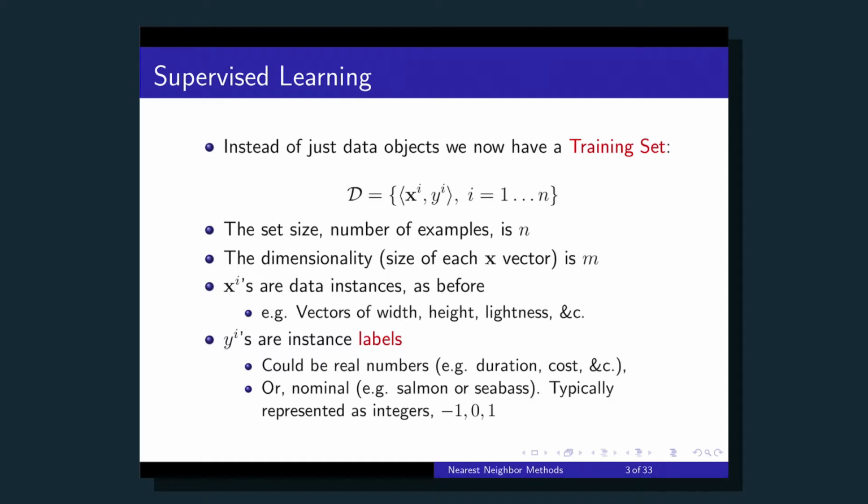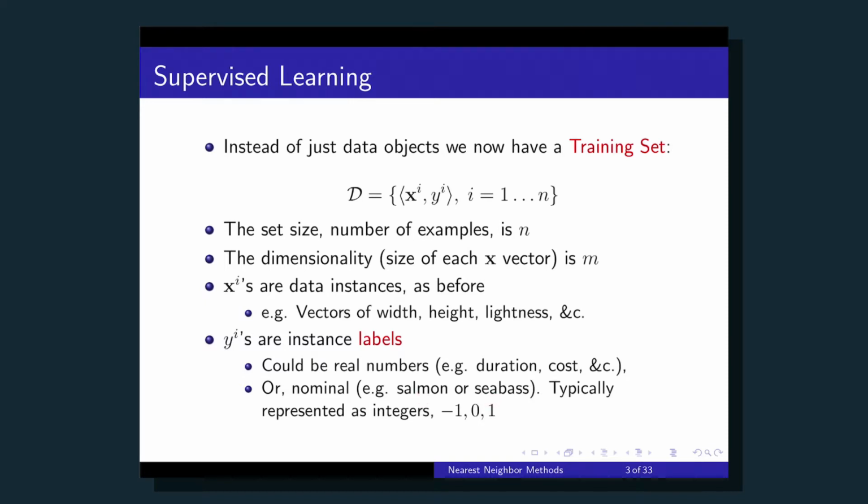So going from the salmon and sea bass example from before, for example, each x vector for each fish could be a vector of its width, height, the lightness of its skin, etc. But now for each instance vector of such measurements, we also have a known label for that thing. So these labels can be of two forms. They could be real numbers or continuous values, like, for example, duration, cost, etc. Or they could be nominal values like either sea bass or salmon.